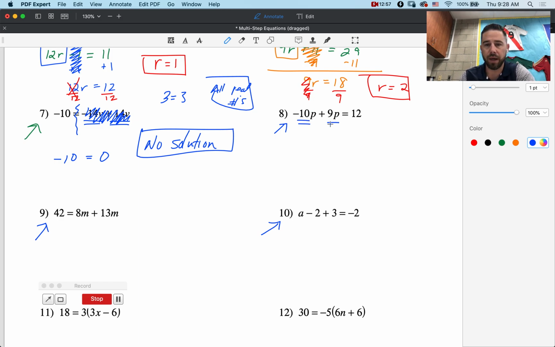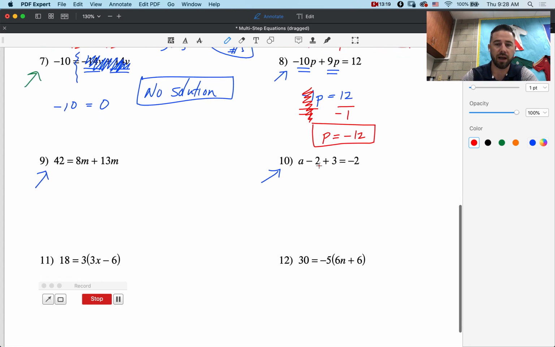Combine like terms, combine like terms. I think that leaves me with negative 1p equals 12. p is being multiplied by negative 1, so I'm going to do the opposite and divide by negative 1. It cancels that out in front, and I get p equals negative 12.